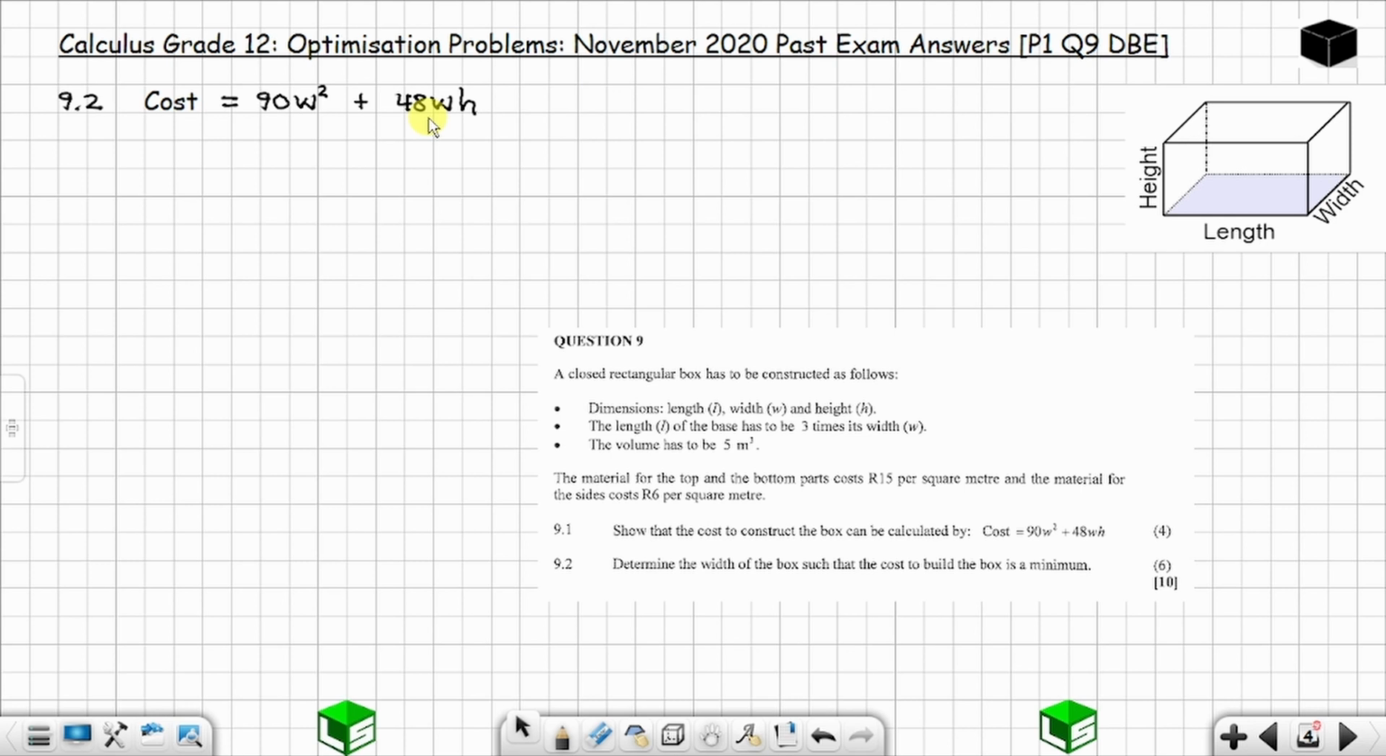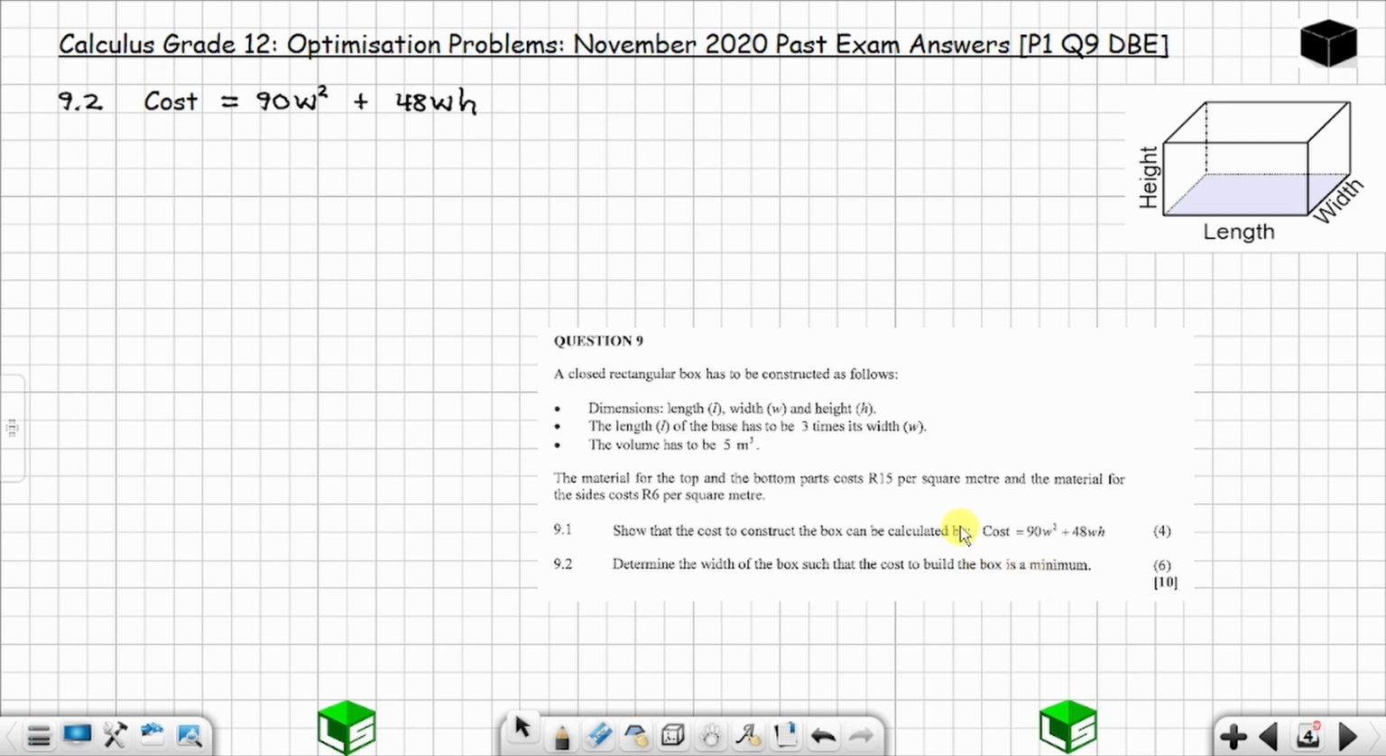Okay, so the problem here is to determine what the width is such that the cost is a minimum. But in this, if you can check, you have two variables. You have the width and you also have the height. Can you see the width there and the height? But let's change this. Let's have only the width inside this formula, and then we can now determine the width such that the cost to build the box is a minimum.